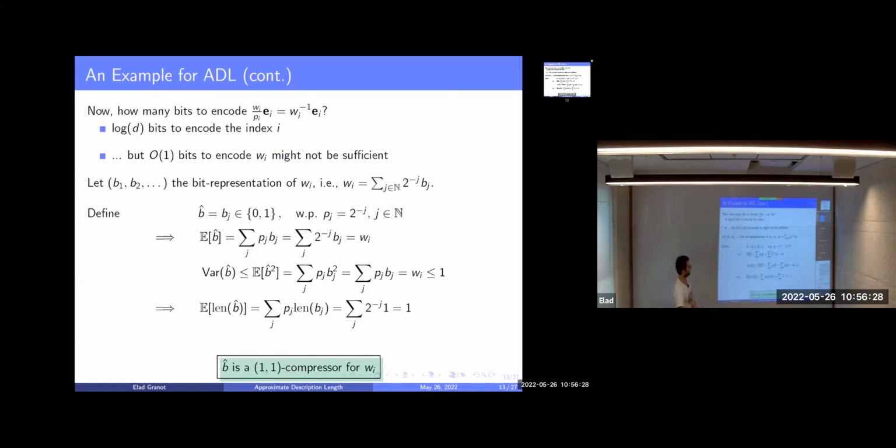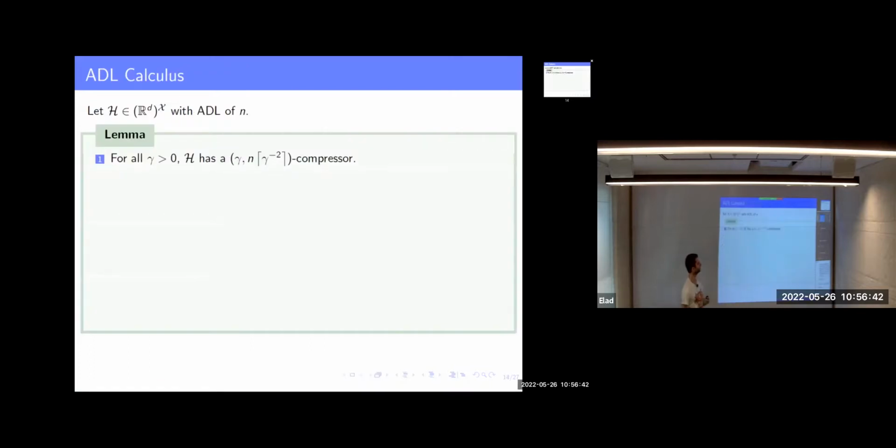So this was the example, and of course from that we need log d to define the index, and then the variance, but this is the overall idea. And there is some more ideal calculus that we'll use further. So we'll see four results. The first one we already know: let H be a class with an ideal of n. We can get a compressor with a small variance by paying more bits.